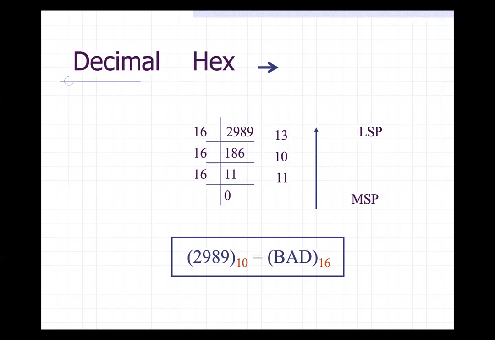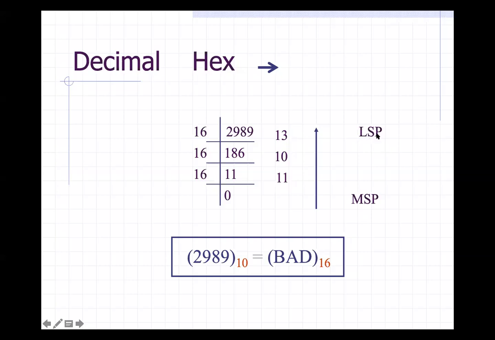And all are just the remainder values. The first remainder is the last in the sequence, and the last remainder is the first. So this is the most significant bit, MSB, sorry, not MSP, that was a mistake. MSB, most significant bit, and this is the least significant bit.